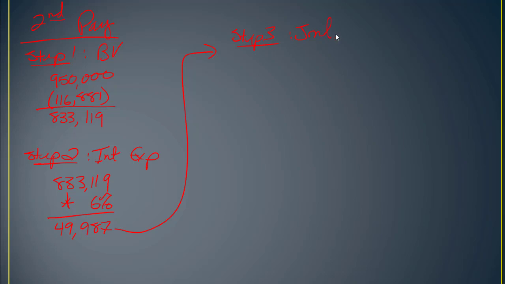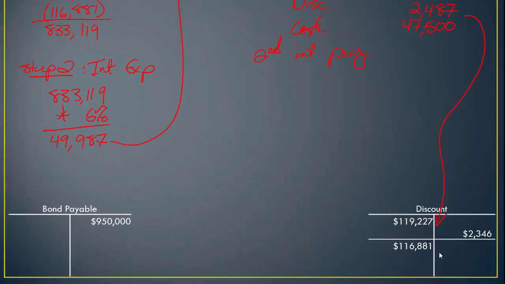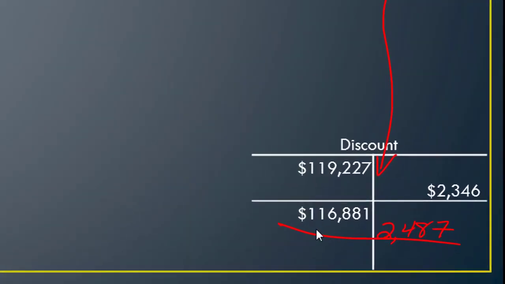the journal entry. So interest expense is $49,987. Cash doesn't change, and the difference again becomes my discount, and this time it's $2,487. Second interest payment. And I can take this down here. This would, I guess, be step four, would be getting this new balance. And there we have it.